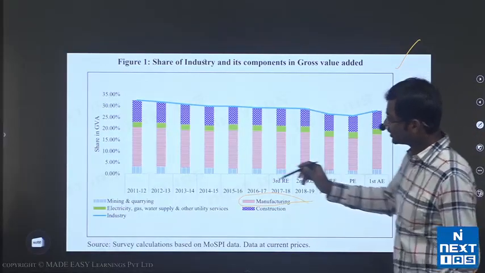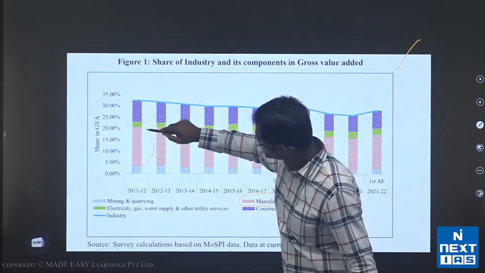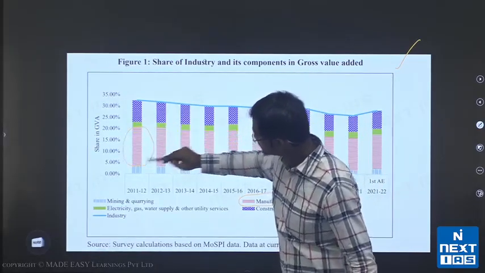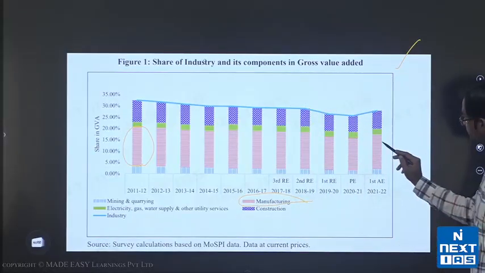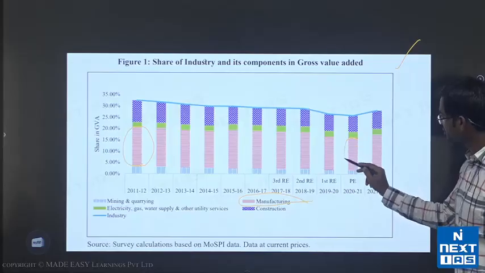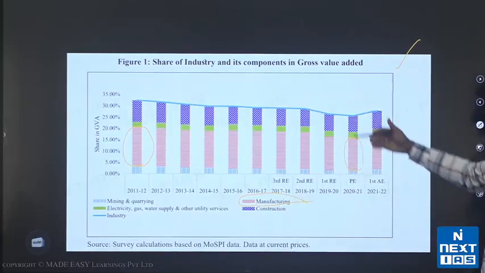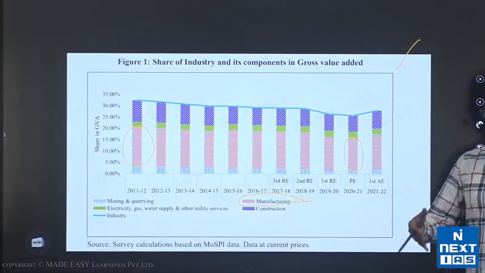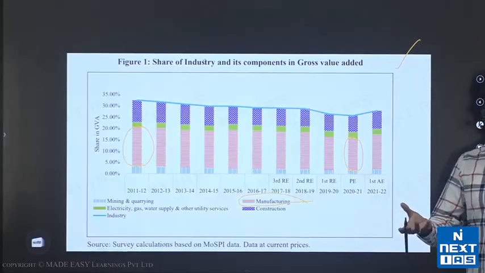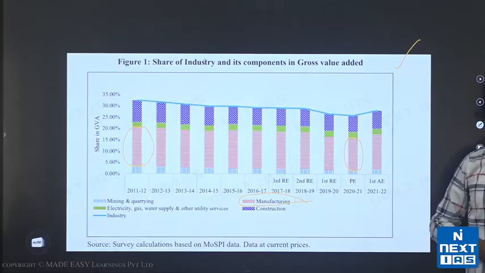Too much. See, in 2011, this is the contribution of manufacturing in the industry GVA. But today, this is the industry GVA data from manufacturing. Tell me, has the size increased or decreased, friends? The data says it has decreased. So the industrial GVA from manufacturing is going down.